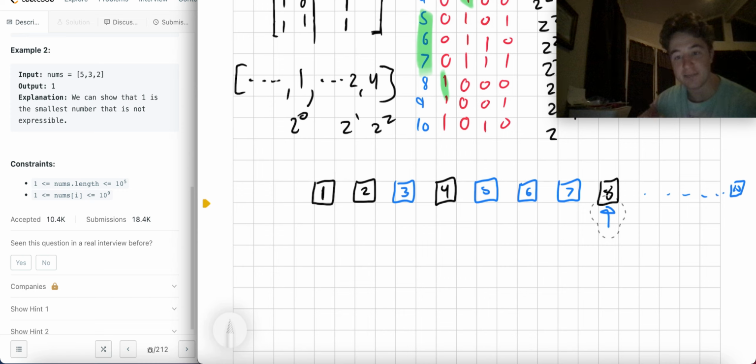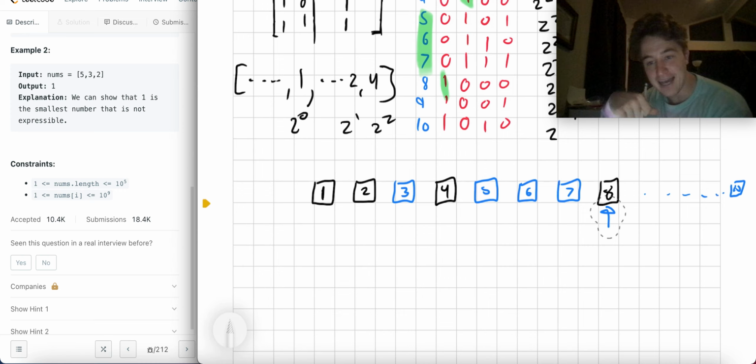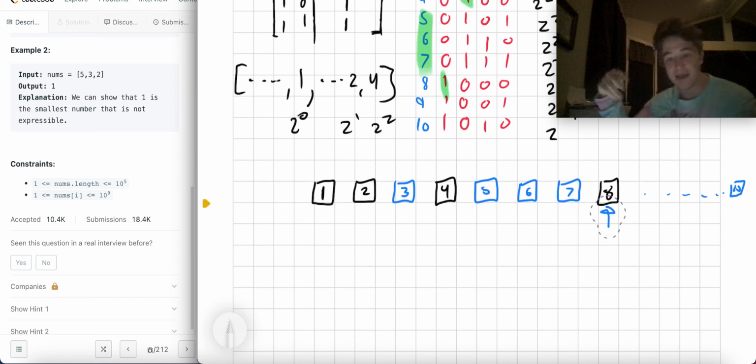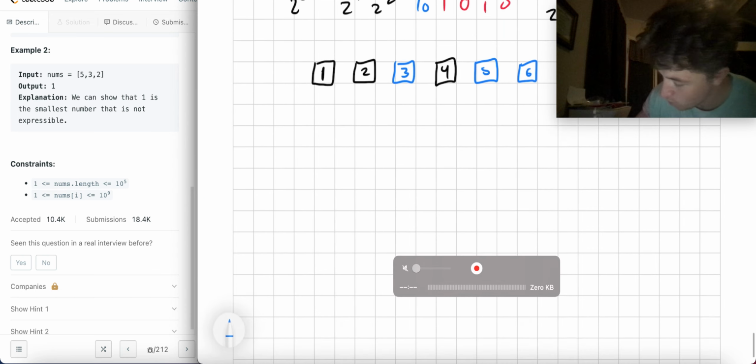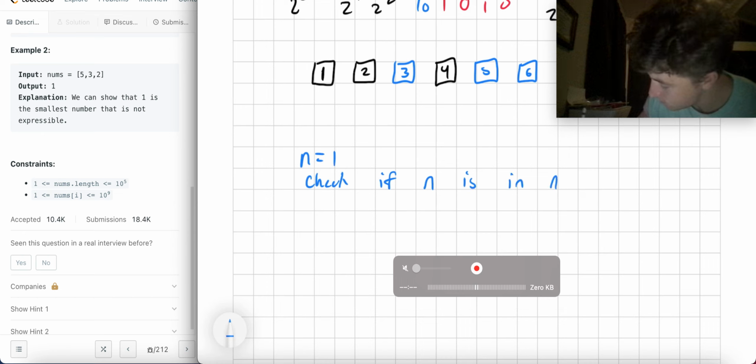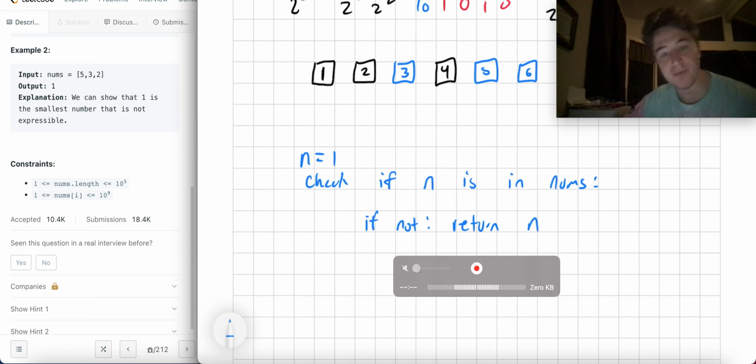And with 8 in the system, if I check 8 and 8 is not in the system, then I return 8. But if 8 is in the system, that means that 1, 2, and 4 are already in the system, so I can create everything up to 15, right? So the basic idea of this problem is just say, we'll say n equals 1. Check if n is in nums. If not, return n, right? Because that would be the minimum number we can create.